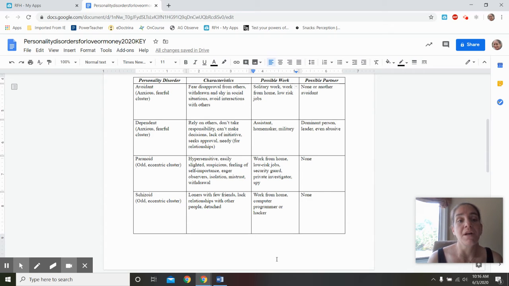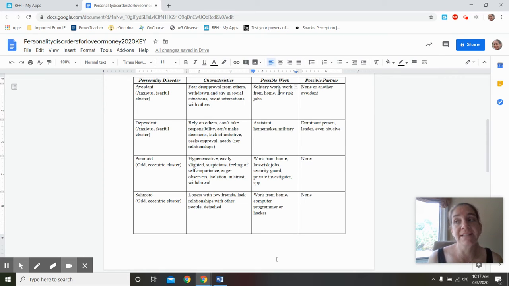The other two in the anxious fearful cluster are avoidant and dependent personality disorder. Now, how do I tell if something's a personality disorder versus a major disorder? Well, the way you tell is if it contains the words personality disorder. Avoidant personality disorder includes people who fear disapproval from others. They avoid social situations and interactions with others, and they are very shy. It's not that they don't like people, they're afraid that they're going to embarrass or humiliate themselves in some way, shape, or form.